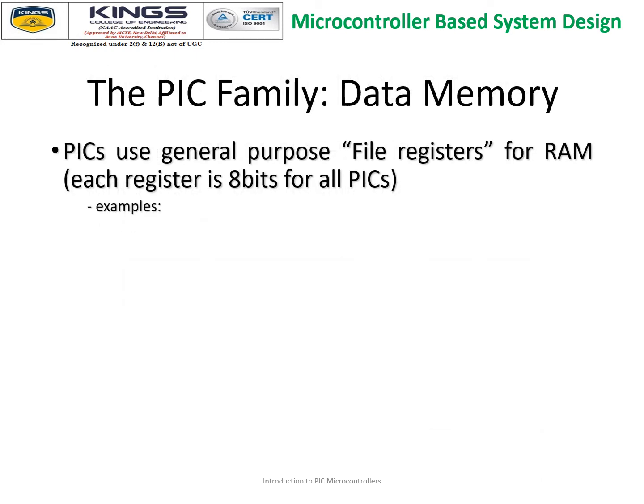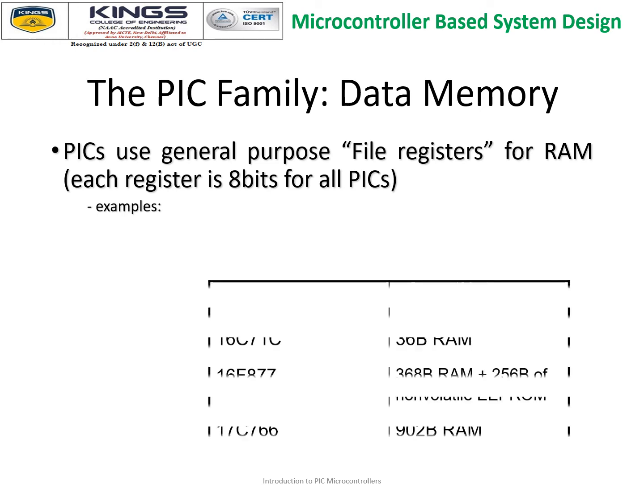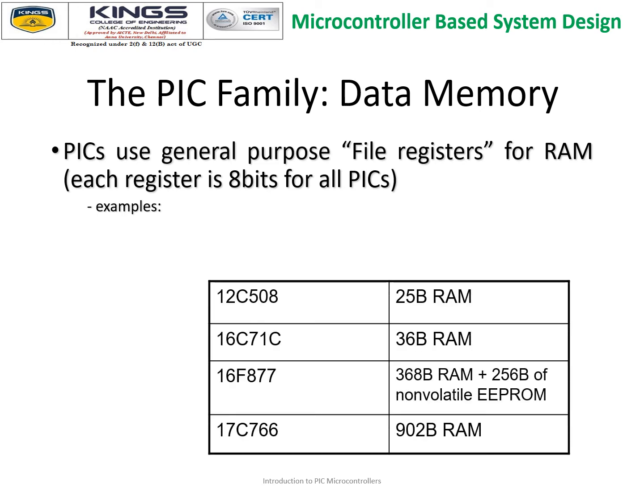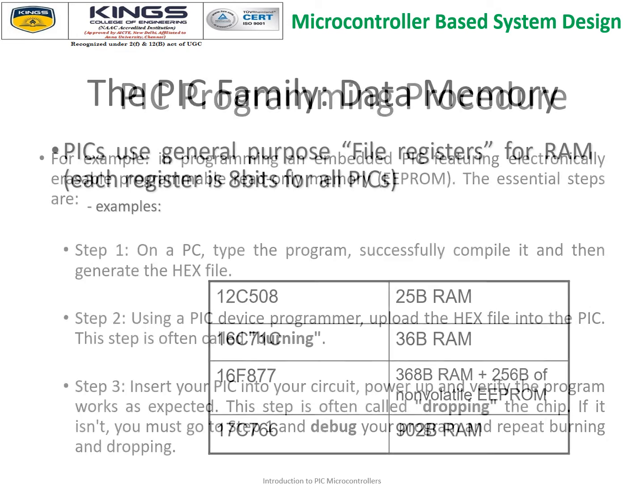In the data memory, it uses general purpose file registers, and each register is 8 bits in size. It also varies for different versions of PIC. 12C508 has 25 bytes of RAM, 16C has 36 bytes, and 16F has 368 bytes plus 256 bytes of non-volatile EEPROM. In 17C766, 902 bytes of internal RAM is there.